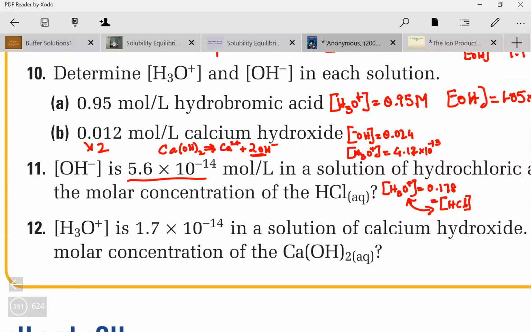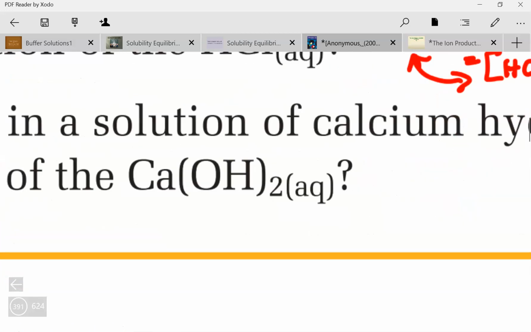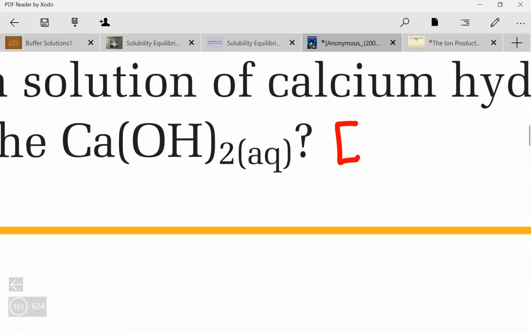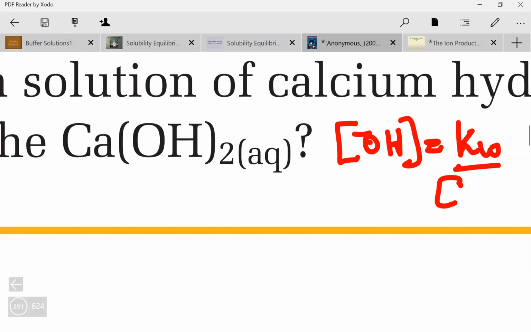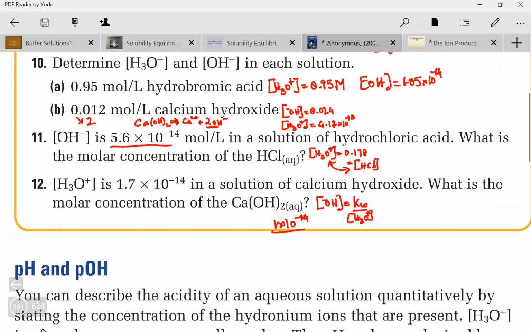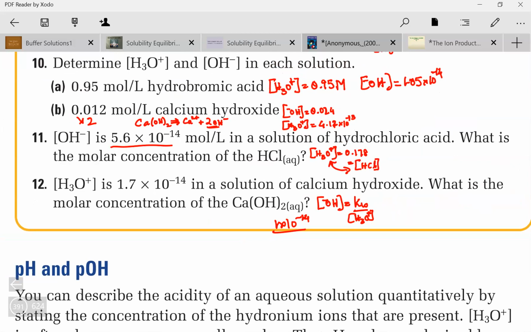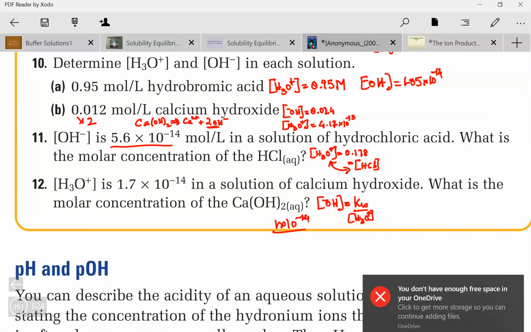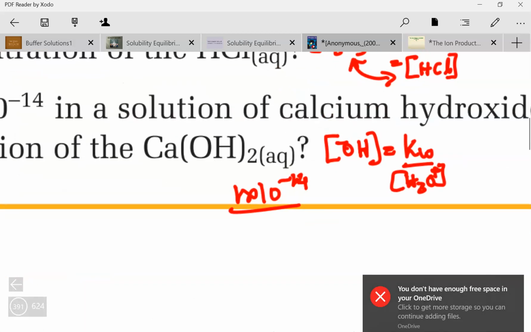H3O plus, molar concentration of calcium hydroxide. This is a reverse, the exact opposite of what we did. First we calculate OH minus by doing Kw divided by H3O plus, which is 1 times 10 to the power of negative 14 divided by 1.7 times 10 to the power of negative 14, which is 0.588.